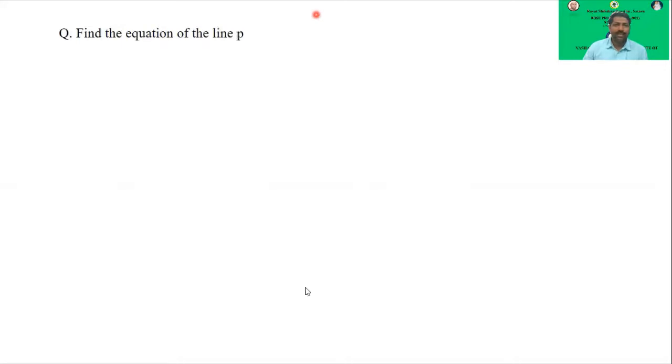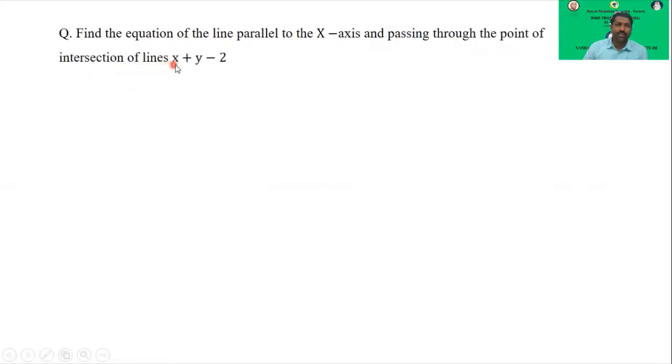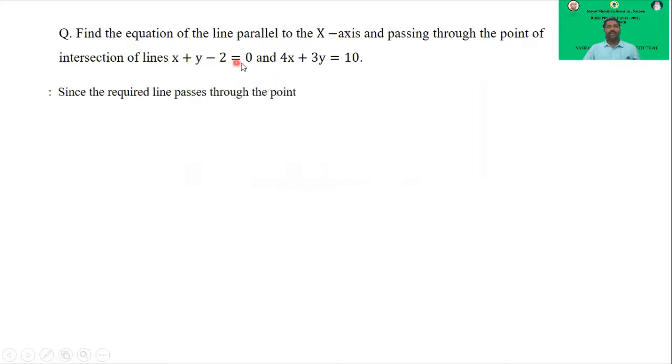Now there is one example. Find the equation of line parallel to x-axis and passing through the point of intersection of lines x plus y minus 2 is equal to 0 and 4x plus 3y is equal to 10. We have to find the equation of line passing through the point of intersection of these two lines and parallel to x-axis.